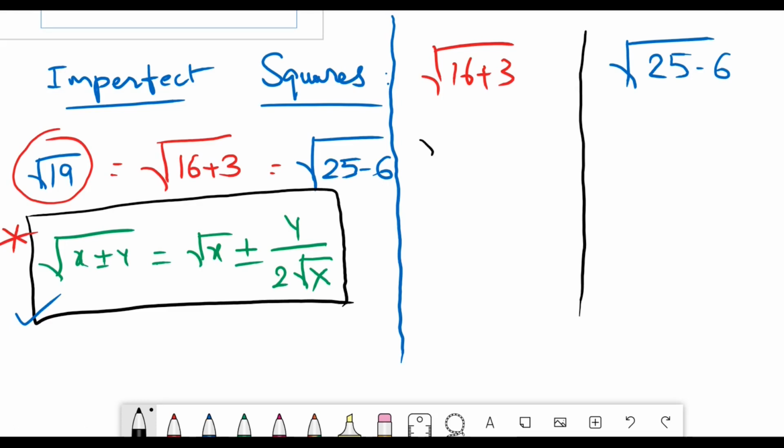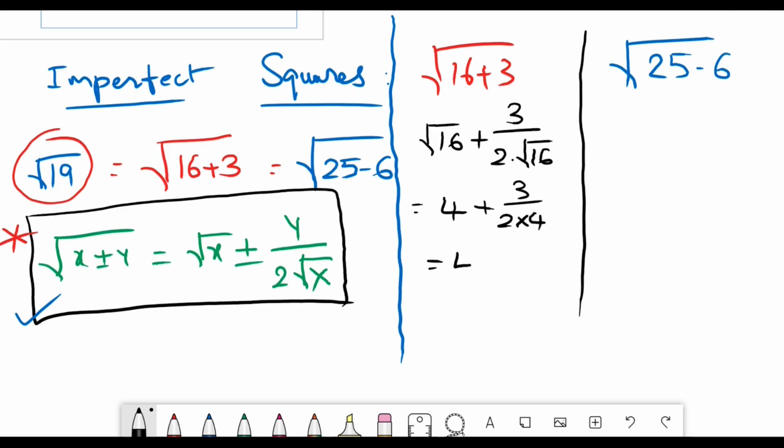That means root of x plus y is root of x plus y divided by 2 into root of x. So that is equal to root of 16, which is 4, plus 3 by 2 into root of 16, which is 4. That is equal to 4 plus 3 by 2 fours are 8. That is equal to 4 plus 3 by 8, which is 0.375. What do we get? 4.375 is the answer for the root of 19.